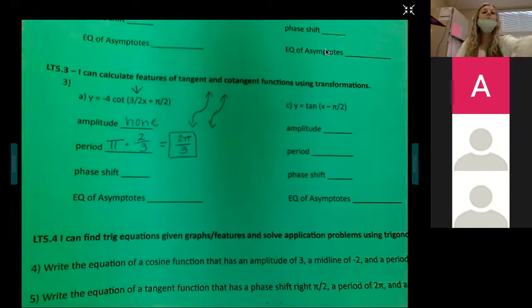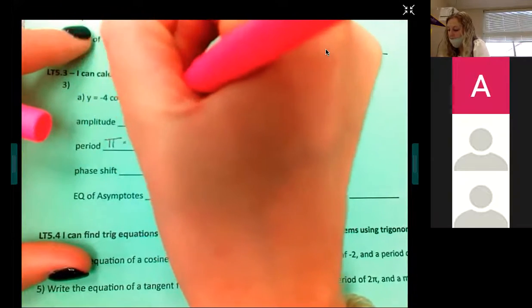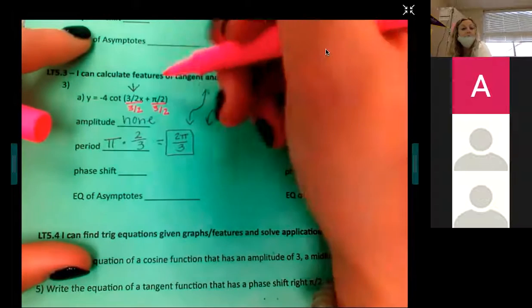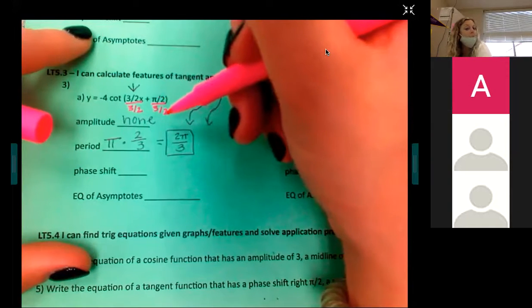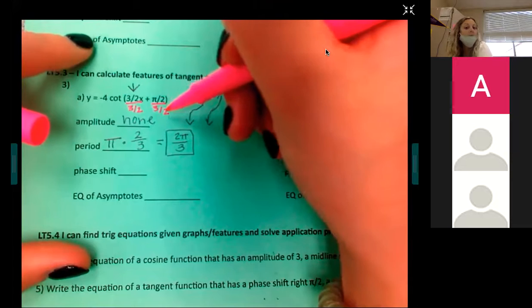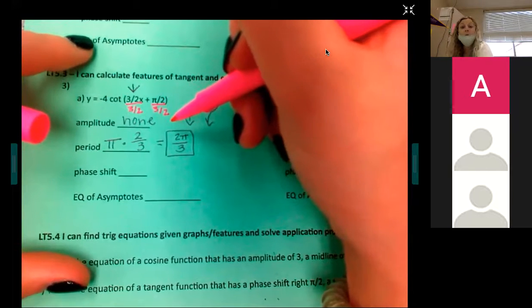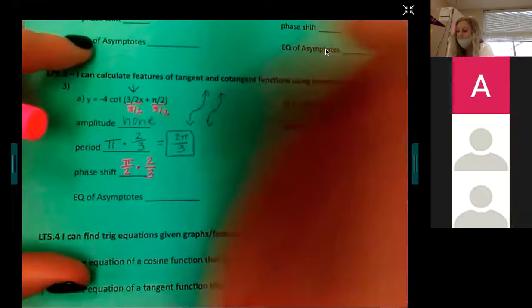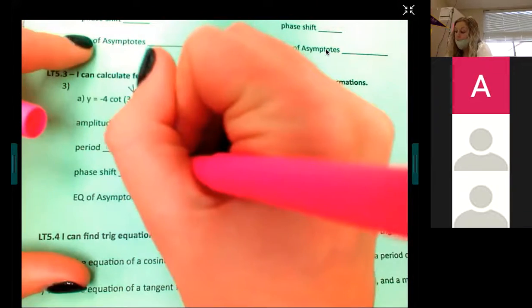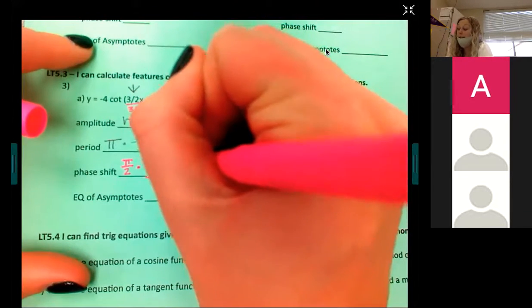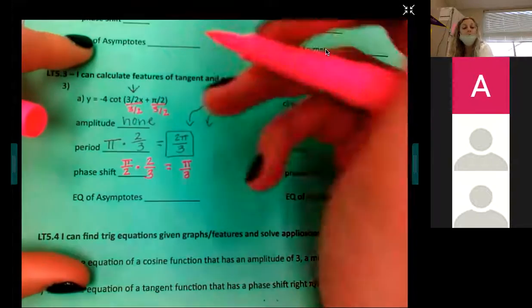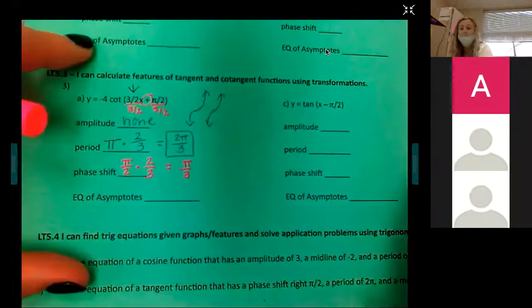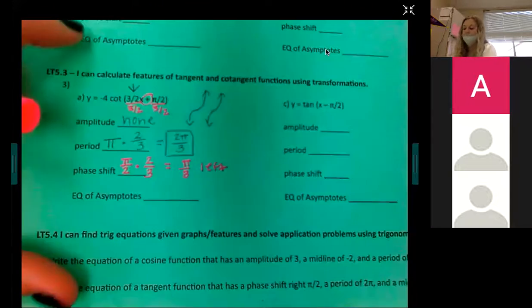Good. Take out the 3 over 2, which means I'm going to divide by 3 over 2, right? So my phase shift will be whatever pi over 2 divided by 3 over 2 is. Can we divide by a fraction? No, so we multiply. So the phase shift is going to be pi over 2 times 2 over 3, same thing you did up here, which equals pi over 3. And which direction is it moving if it's adding? Good. So left pi over 3.